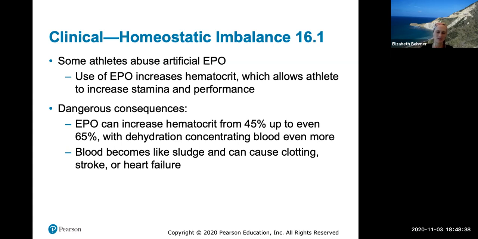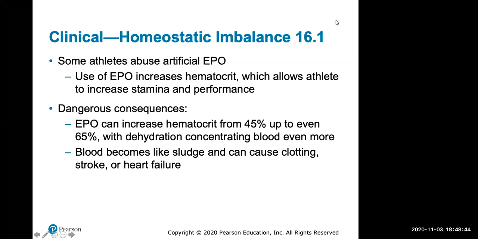Anyone want to write in a chat if you're not watching the results or answering? Would that be because to get more oxygen into their blood and into the muscles so they can perform better?